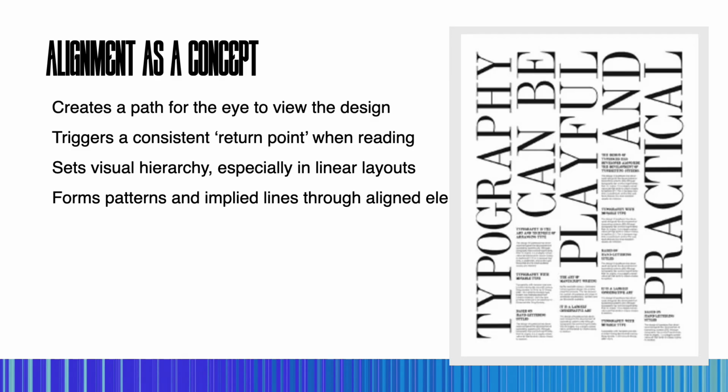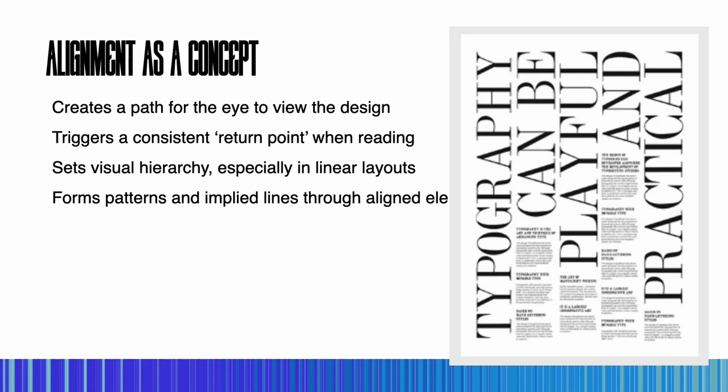Whenever you're reading a body of text, you want to make sure that you have that return point, and typically that's going to be on the left side. We'll talk about that in a couple of slides as far as what that return point looks like. Alignment also sets visual hierarchy, especially in linear layouts. You want to create some level of hierarchy. We're going to talk about that principle in a couple of lectures. Hierarchy is placing things that are important in places of prominence. Some of you have already demonstrated this just by using something as simple as a heavier typeface or a heavier font when it comes to the different fonts and different variations.